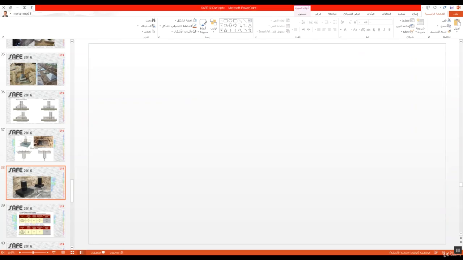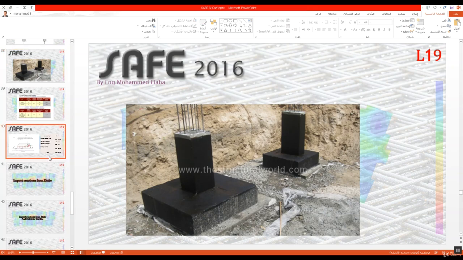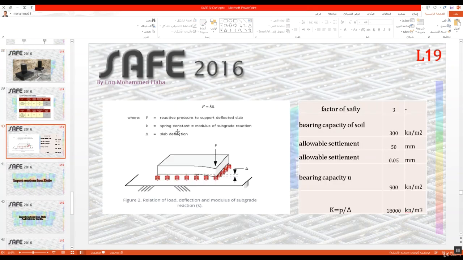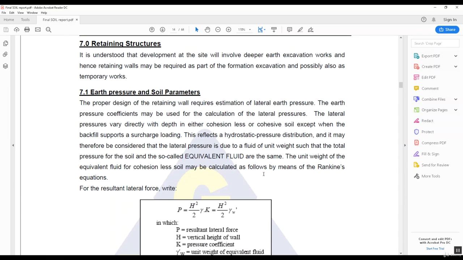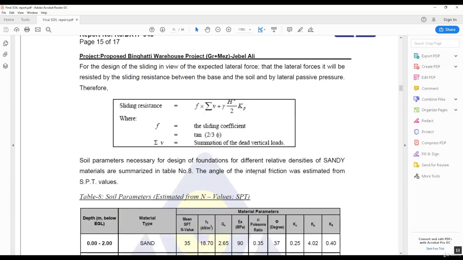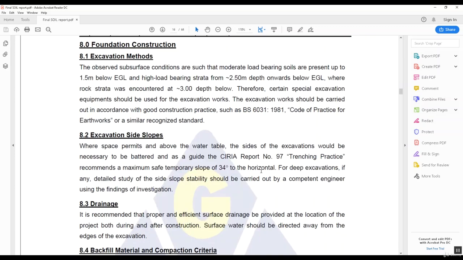Let's go back again. Here I make a small table to calculate K. What's K? This is K, the modulus of subgrade reaction. If we have soil here, how much is the modulus of subgrade reaction? How much reaction for this? First, how much is the factor of safety in the soil? Usually it's 3. Let's see the calculation, maybe we can get it, but mostly it's between 2.5 up to 3, not more, not less.